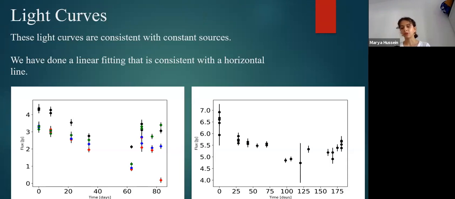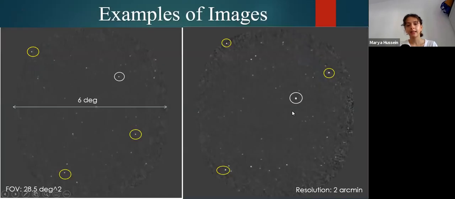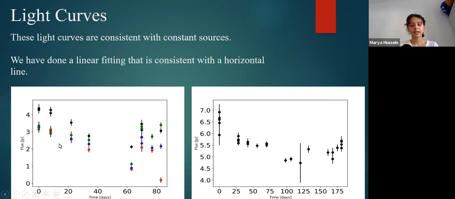As an example, I am showing the light curves of the source highlighted above. The light curve on the right is for this source, and the light curve on the left is for all of the sources in this image. We have checked that these light curves are consistent with the horizontal line, meaning a constant source. We have done the linear fit for all the sources, and all of the sources were constant. In the image on the left, different sources have different colors. So if you want to follow a source, you follow the same color.